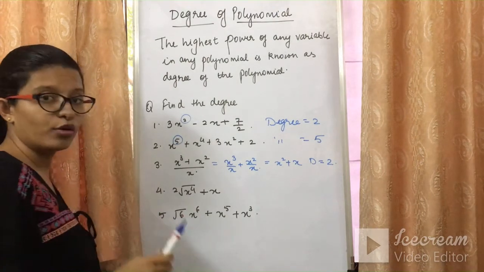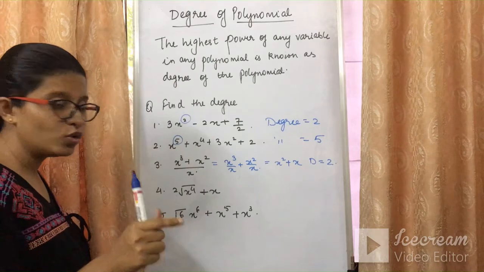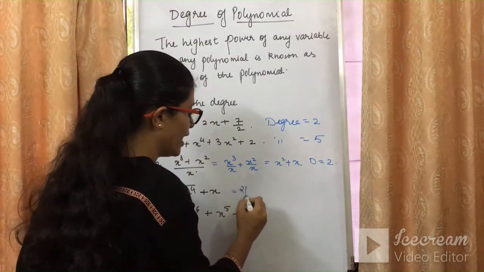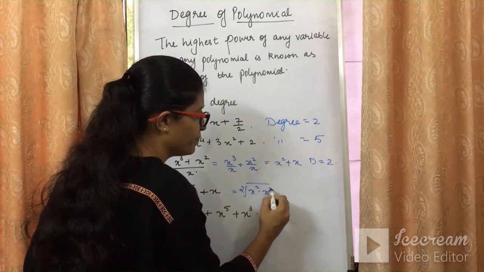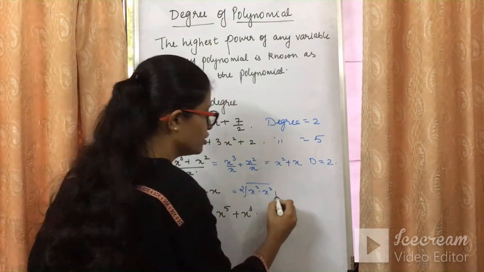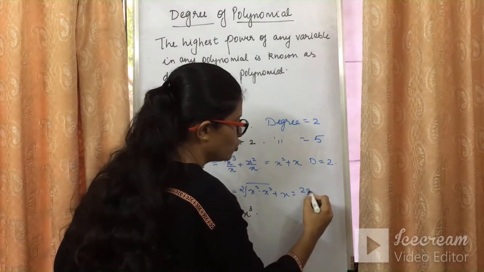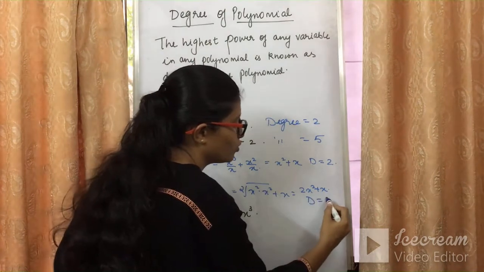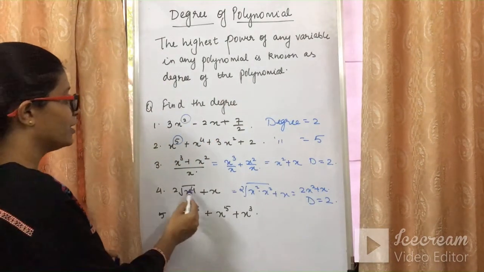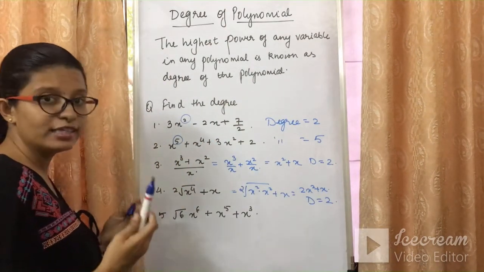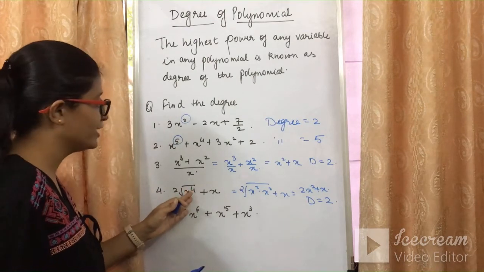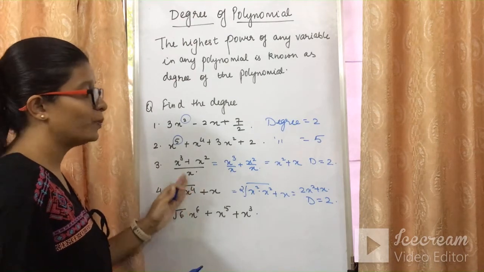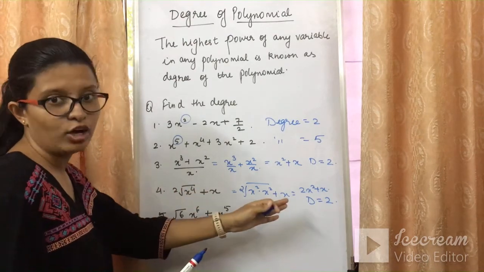Again root x raised to 4. If the variables are given in the root, you need to solve them out. So x raised to 4 can be written, inside the root, as x square into x square. So one x square can be taken out. So the equation will become 2x square plus x, and now the degree comes out to be 2. So from here, don't make a mistake by saying that the degree is 4 because the highest power is 4. No, the highest power is not 4 because it is the square root of x raised to 4. So please solve it before telling the degree of the polynomial.